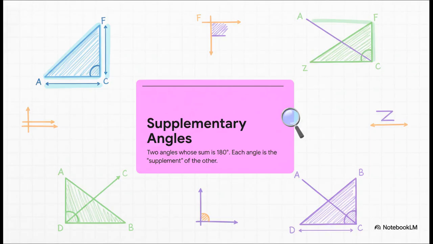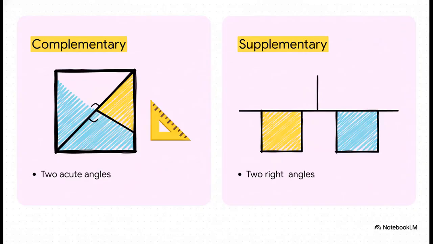Next up, we have supplementary angles. For this one, I want you to think straight. A perfectly straight line is always 180 degrees. So if you have 2 angles that can sit together on a straight line, they add up to 180, and we call them supplementary. Now this is where seeing them side by side is super helpful. Complementary, think C for corner, 90 degrees. Supplementary, think S for straight, 180 degrees.